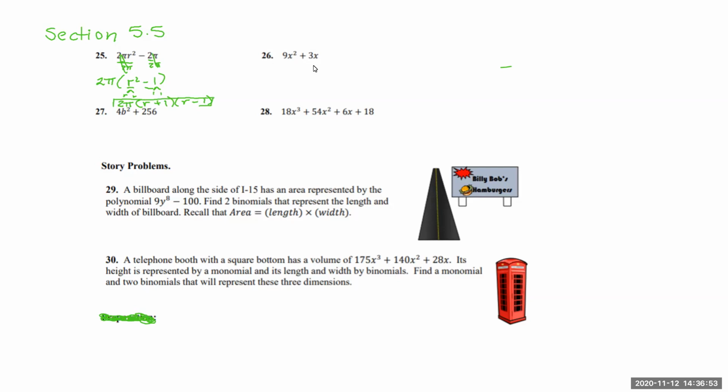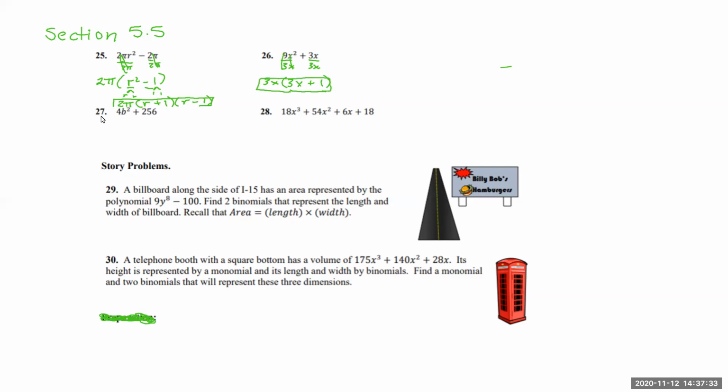Okay, going on to 26. Again, let's see what we can factor out first. So let's factor out a 3x, because that seems to be in common with both of them. On the inside, we're going to be left with 3, and then just x plus 1, because 3x divided by 3x will be 1. There's nothing special about this. There's nothing else we can do to make that less of a binomial or make it into 2 binomials. So that's the final answer. It's going to be 3x and then 3x plus 1.